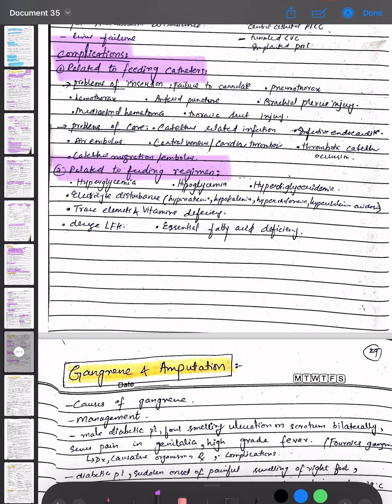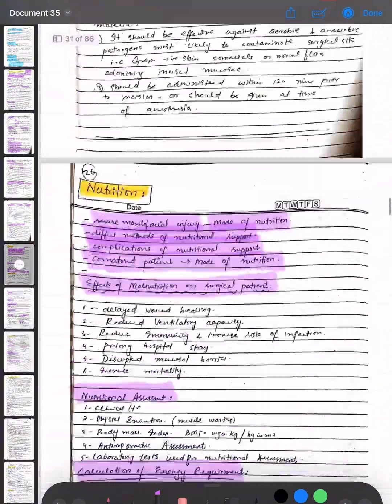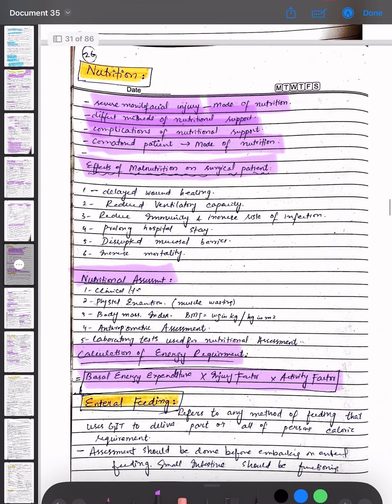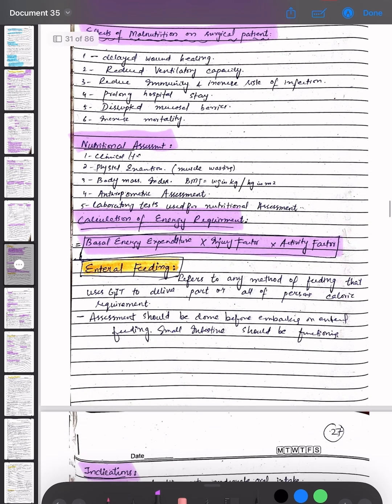Okay, so what we discussed in the chapter of nutrition. These are the important topics: severe maxillofacial injury, mode of nutrition, different methods of nutritional support, what are the complications of nutritional support, and what is the mode of nutrition for comatose patients. The effects of malnutrition on surgical patients are these. Then how to do the nutritional assessment: take history, examination, body mass index, anthropometric assessment, lab tests. What is the formula for the calculation of energy? So this is basal energy expenditure into energy factor into activity factor.